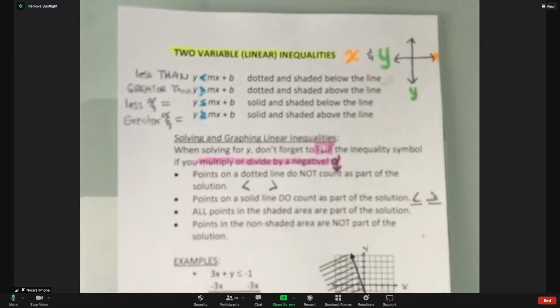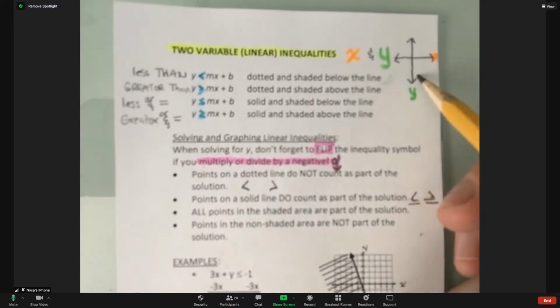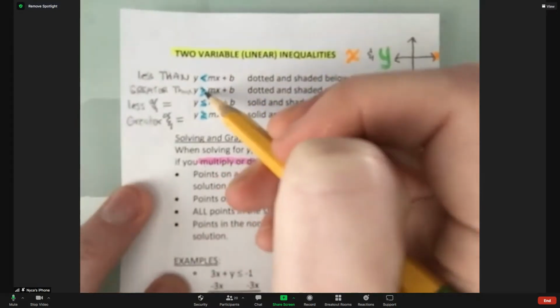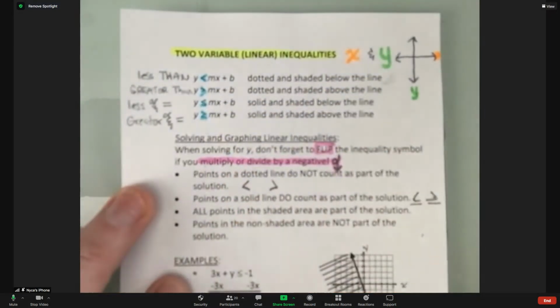All right, looking at two variable linear inequalities. If you have two variables, that means you're having an x and a y. You're looking at two dimensions, so you're going to be graphing these on a coordinate plane instead of a number line. And it's important to look at their sign. The sign tells you how to create the graph.